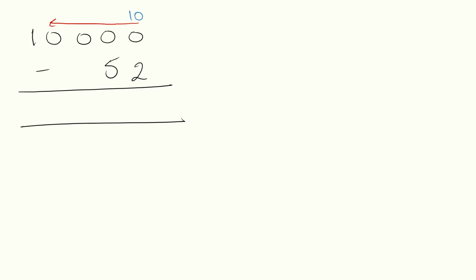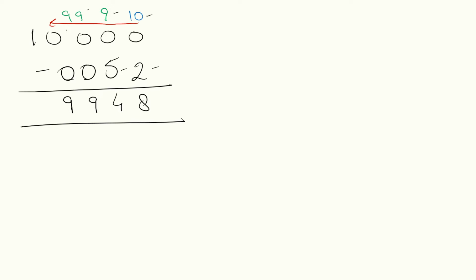The first scenario is lesser number. So here we have to subtract 52 from 10,000. For that, we are going to write our 10 and 9s and start subtracting. 10 minus 2 is 8. 9 minus 5 is 4. Since we don't have any digits here, we are going to consider them as 0. 9 minus 0 is 9. 9 minus 0 is 9. So our answer is 9,948.